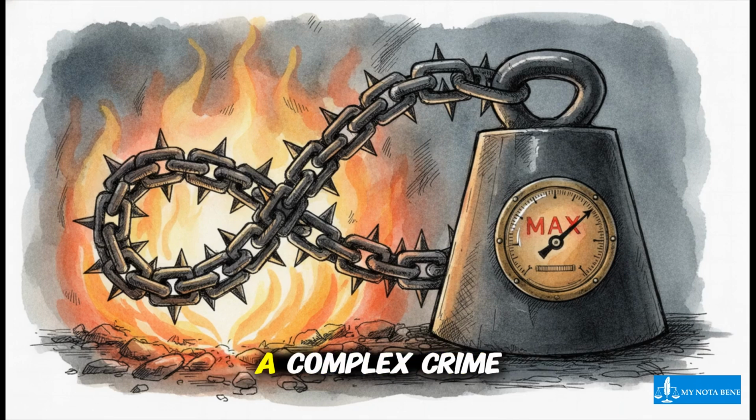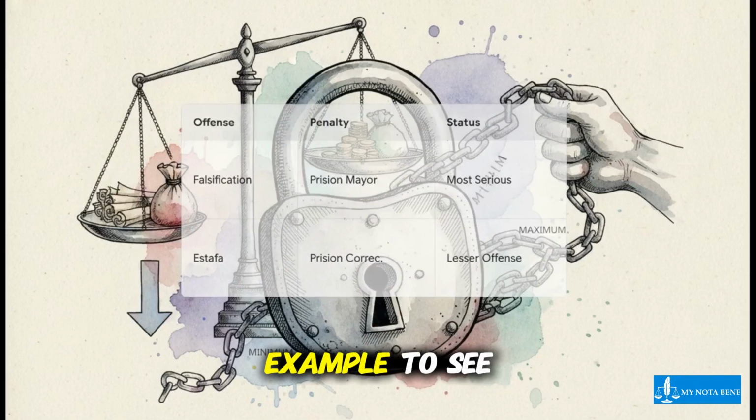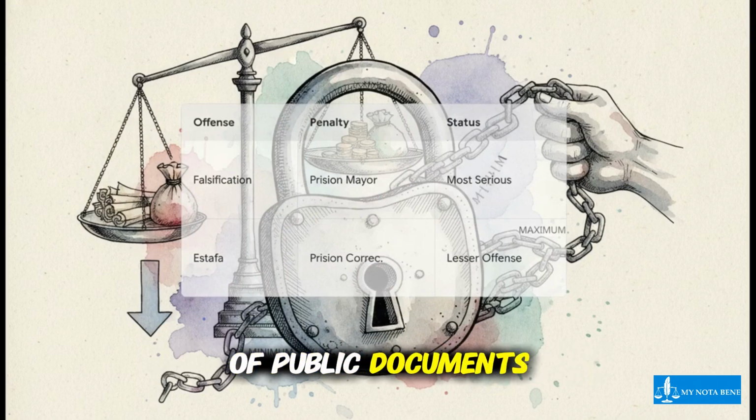When someone commits a complex crime, the law doesn't just add the 2 penalties together. Nope. Instead, it severely punishes the act of combining offenses. You are punished by the most serious offense, and it shall be imposed in its absolute maximum period. Let's use an example to see how this builds. Estafa through falsification of public documents.